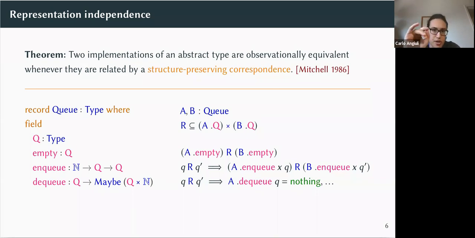and we have some sort of relation between the carriers, in this case, list versus list times list, then to be structure preserving means that the relation relates the two empty queues, and that if two queues are related, then enqueuing preserves that relation. And if two queues are related, if you dequeue, either both of them were empty or both of them return the same thing off the front, and the rest of the queue is also related.